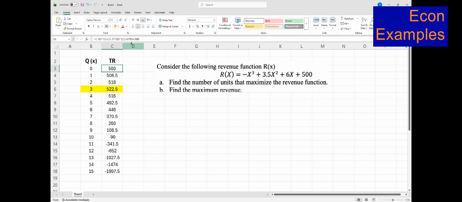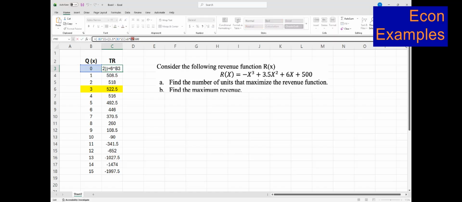If you wanted to change up your function, if you had a different function, you just fill it in that way. But that's how to set up a little total revenue in Excel.